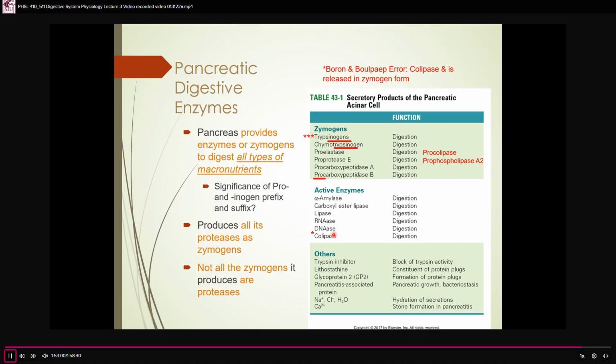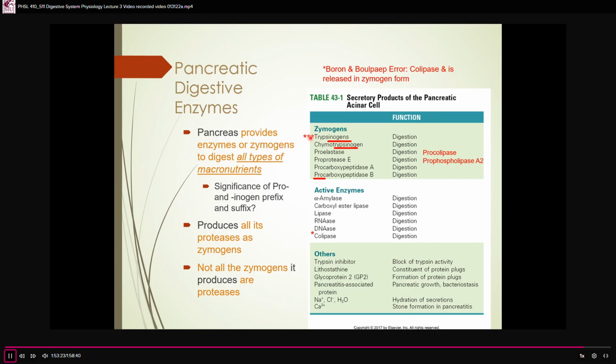So how does it protect itself and minimize the possibility of autodigestion by all these digestive enzymes that it makes? Well, first of all, it makes many, many of them in zymogen form. And then importantly, it does not activate those zymogens until after they leave the pancreas under normal circumstances.